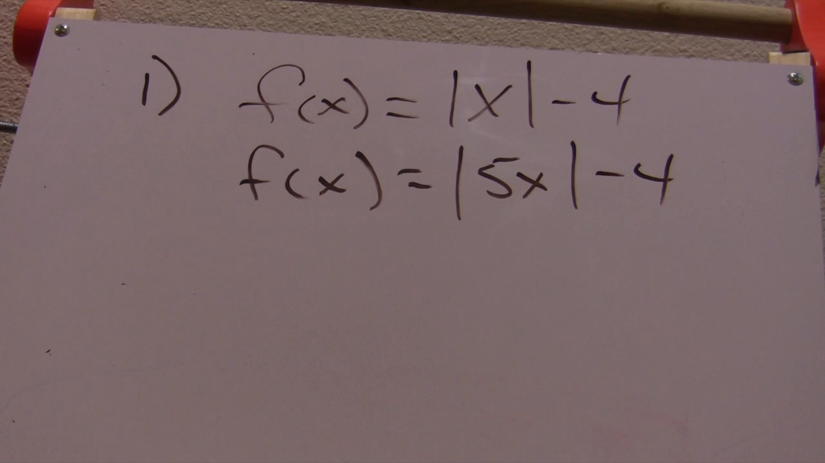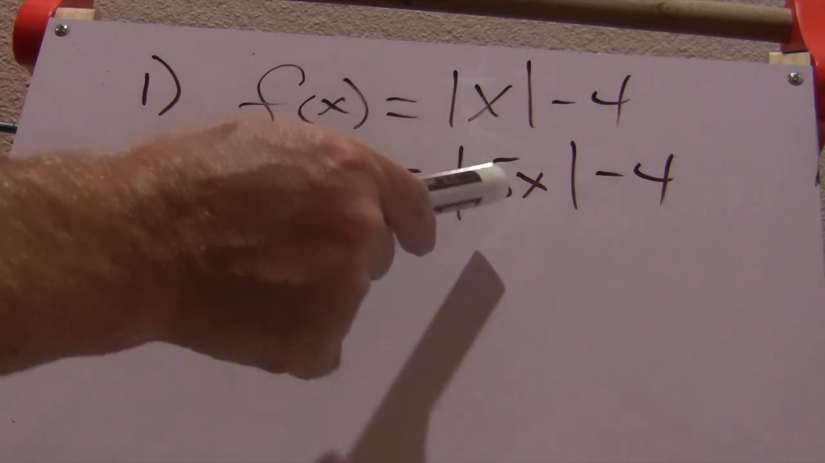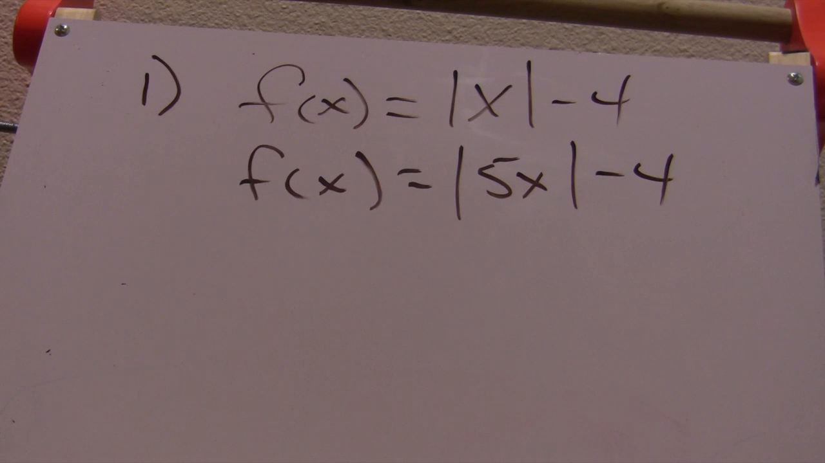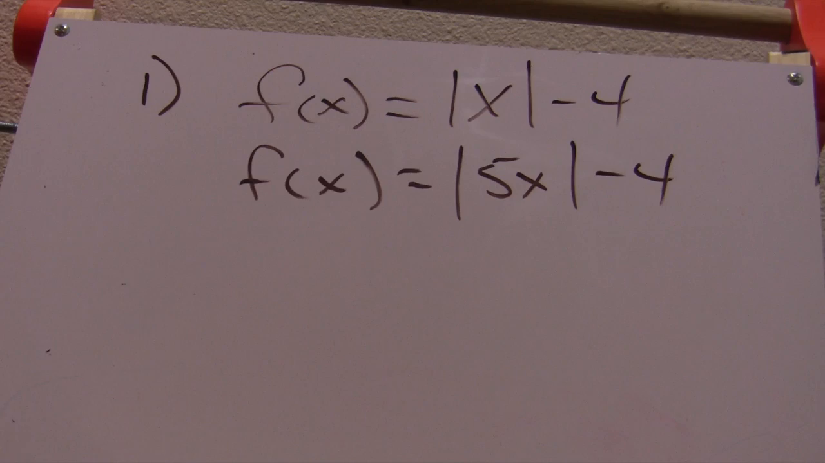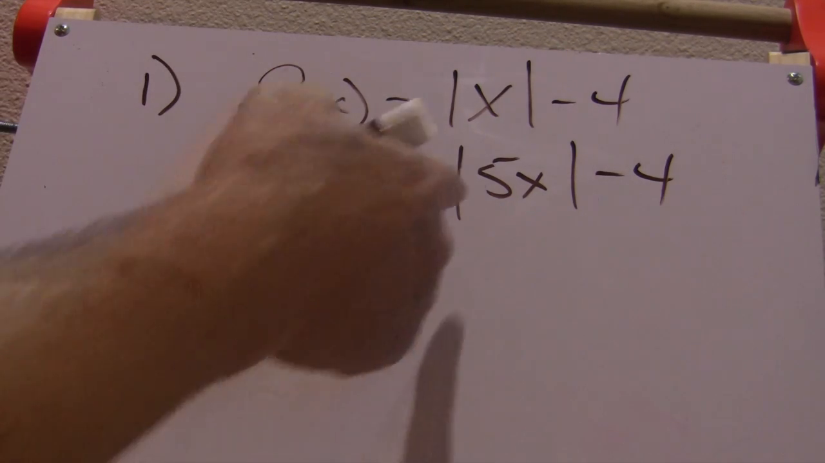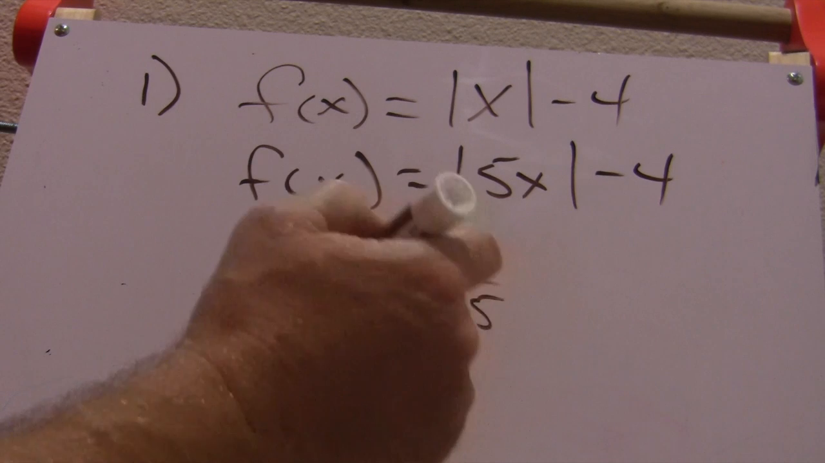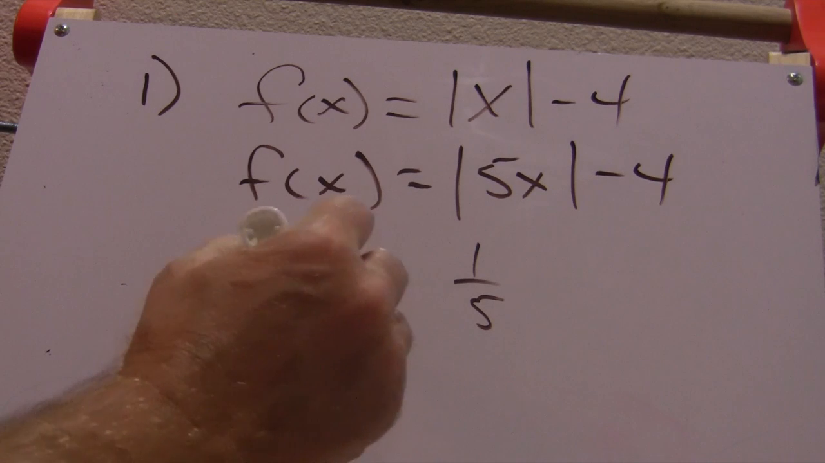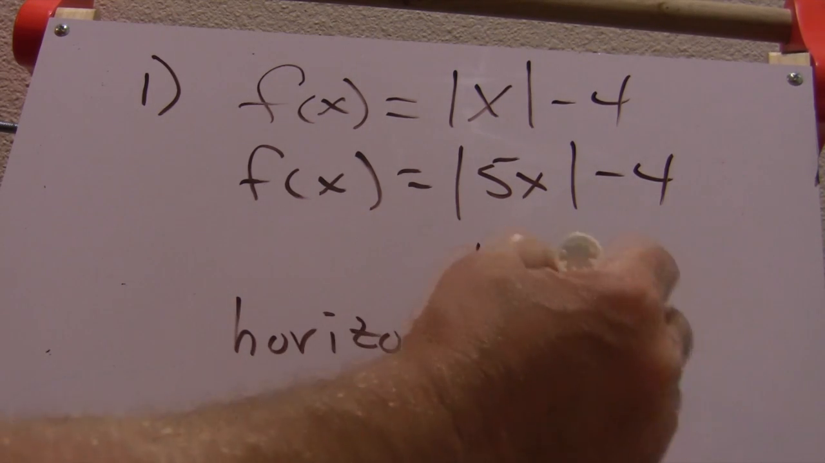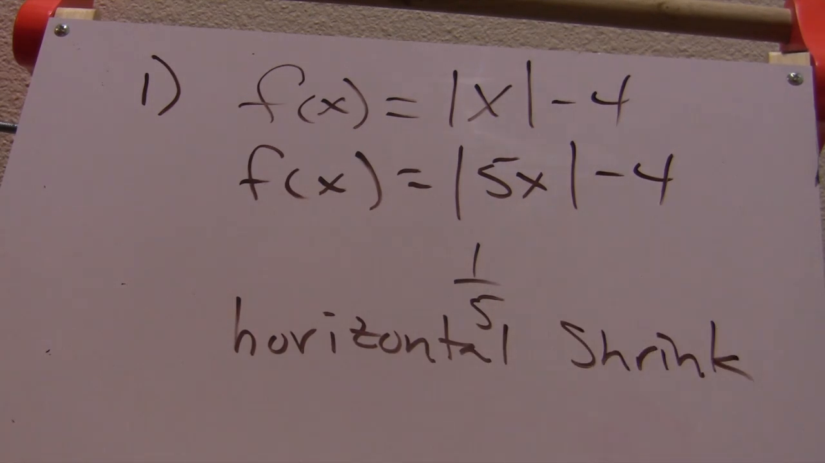Well, remember, horizontal just affects the x, and so since the 5 is inside and just affects the x, it's multiplied, so it's either a stretch or a shrink. And then remember, if it's horizontal, it is always the inverse of what it is. So the number's 5, but remember it's the inverse, and the inverse when it's multiplied would be 1/5. And since 1/5 is less than 1, this would be a horizontal shrink. So that's number 1.